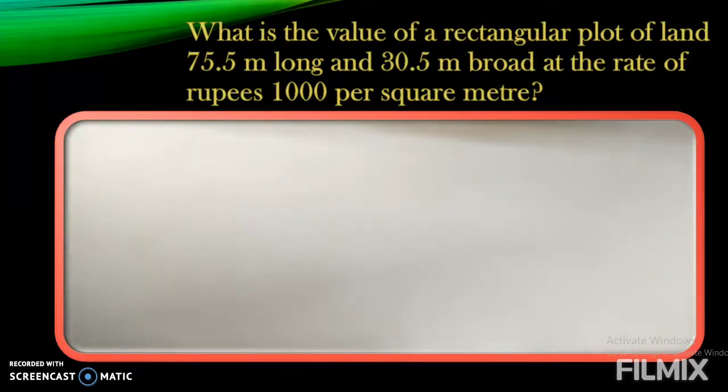Further it is given at the rate of rupees 1000 per square meter. Now see, they had given the rate of per means 1. 1 square meter's rate. Rate means cost. Cost of 1 square meter of land is rupees 1000. And that only they are asking what is the value of rectangular plot.